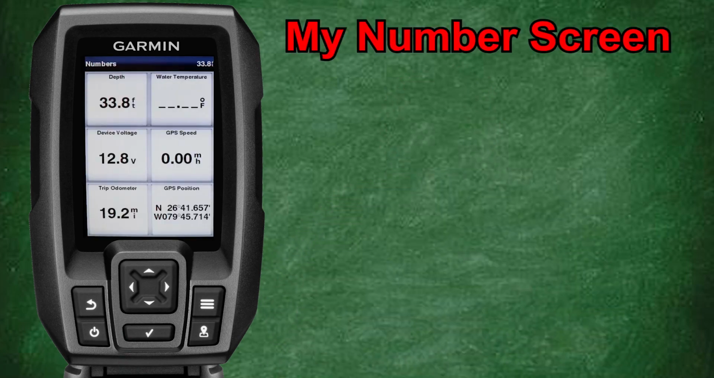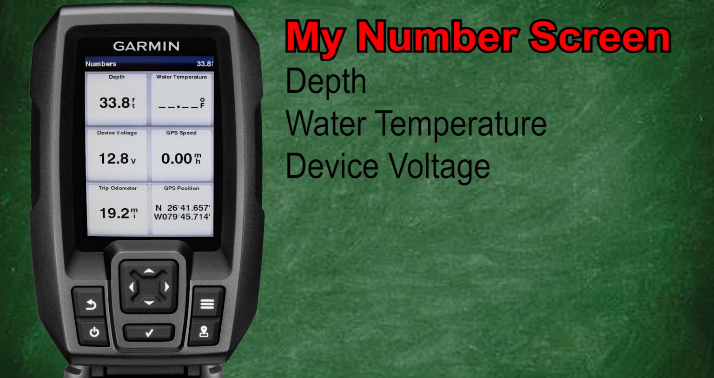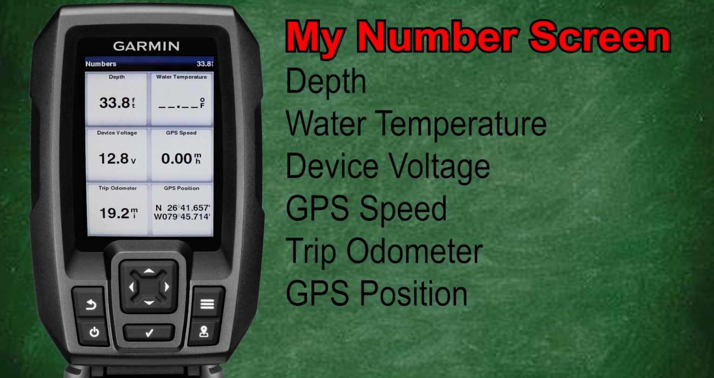Now I'm going to show you how my number screen's set up. On my number screen, I have depth, water temperature, device voltage, GPS speed, trip odometer, and GPS position displayed. I feel that knowing the battery voltage at all times is very important. I also like the trip odometer displayed, so I can see how far I've paddled while out on the water. I display the GPS position for safety reasons, just in case of an emergency and I have to access my current GPS coordinates to get help.